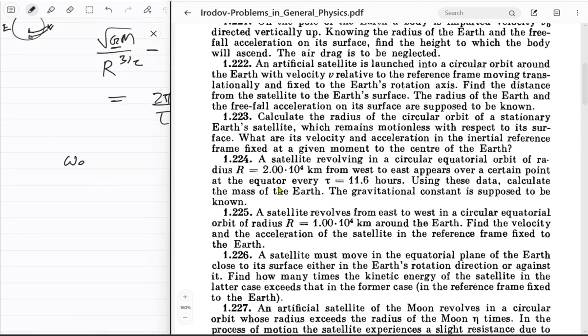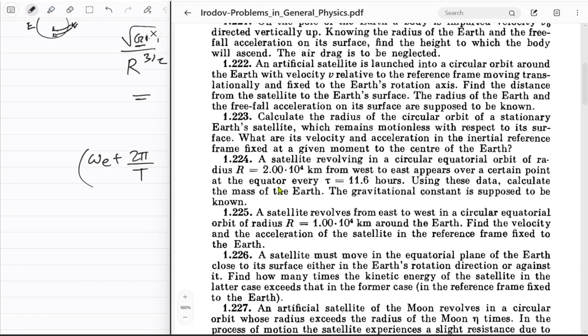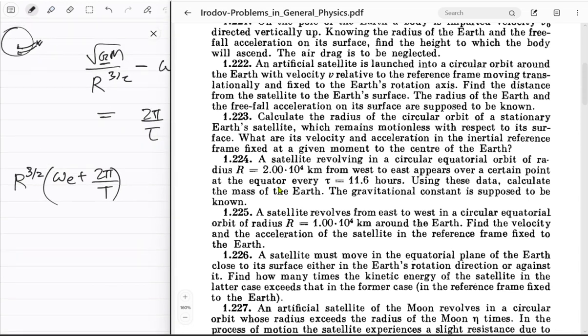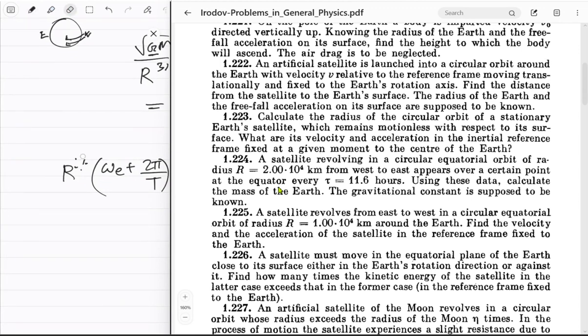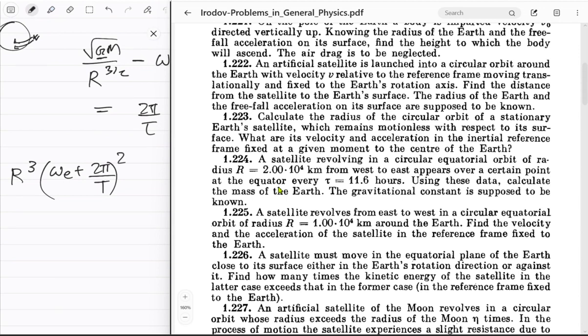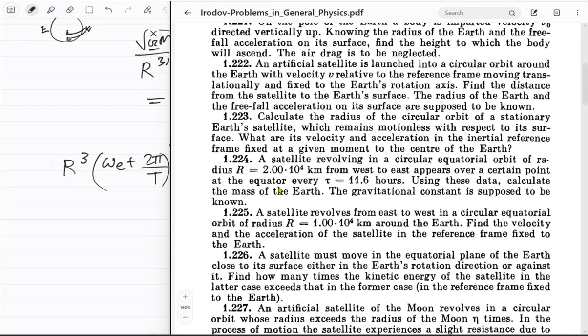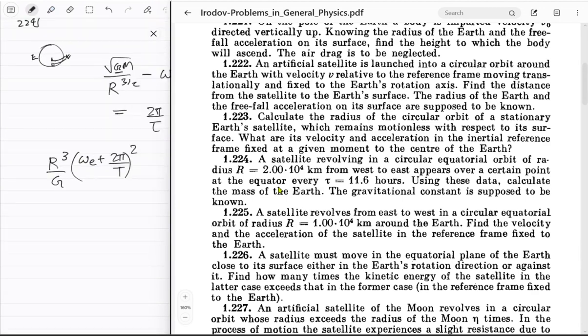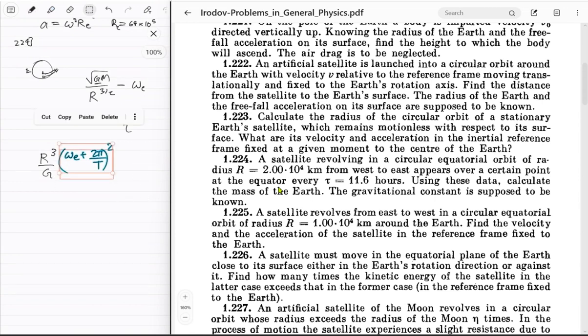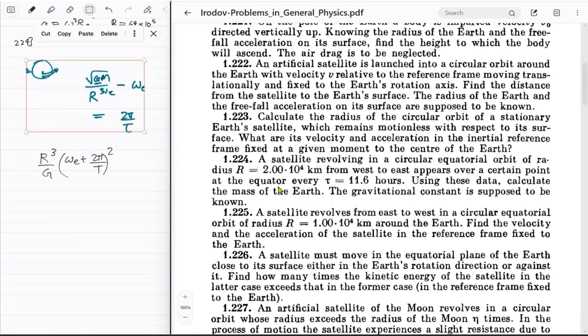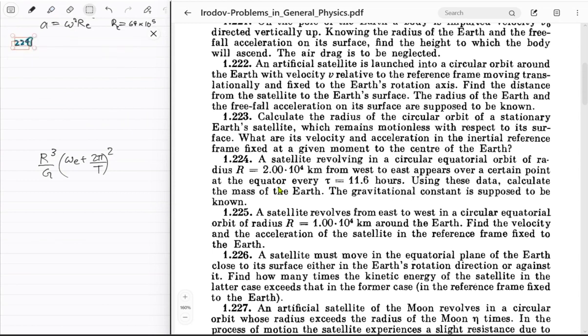So it's angular velocity of earth plus 2 pi upon the time, times r power 3 upon 2. You just want the square of that, so r cubed and all of this squared, that's equal to gm. So this thing upon g. And no, I won't calculate it. You can if you want.